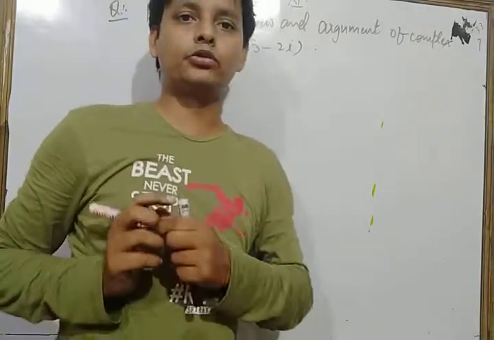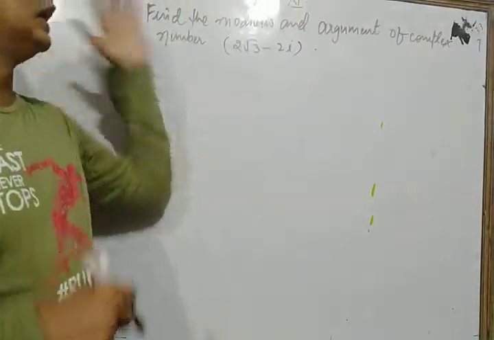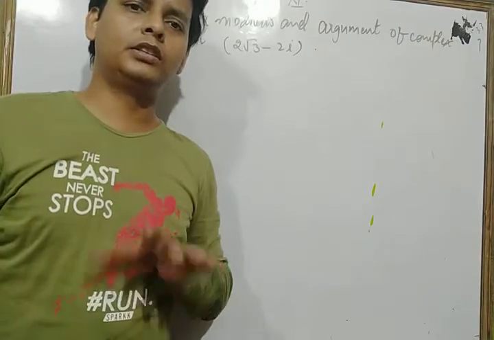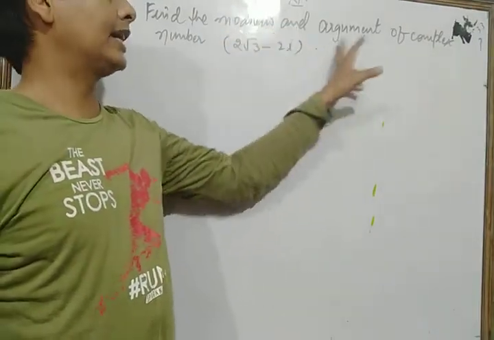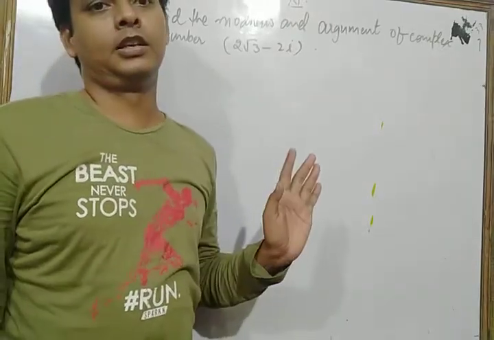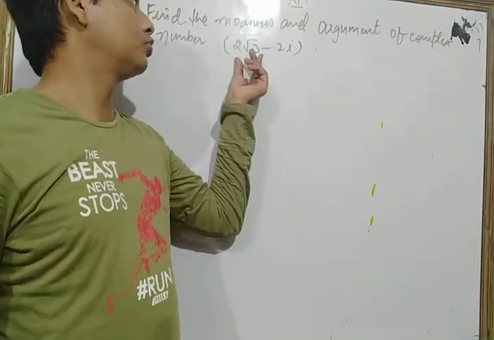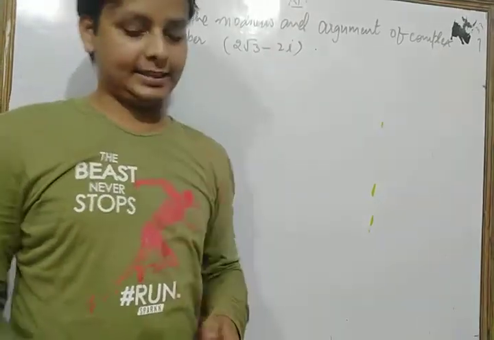This is our question, dear students. In this question, on the same topic, we find the modulus and argument of the complex number. Here the complex number is 2 root 3 minus 2i. Okay, let's see, dear students.